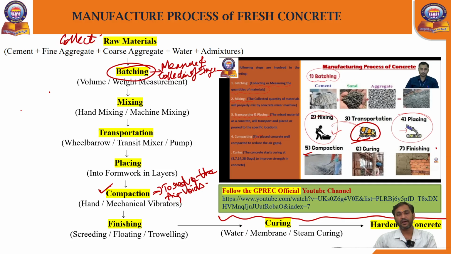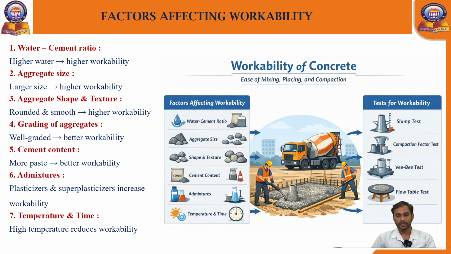Finally, after 24 hours or after the curing days, that fresh concrete will be converted into hardened concrete. For hardened concrete, what type of property do we define? Strength property. For fresh concrete, what property do we measure? Workability. Okay, done. Next, factors affecting workability.